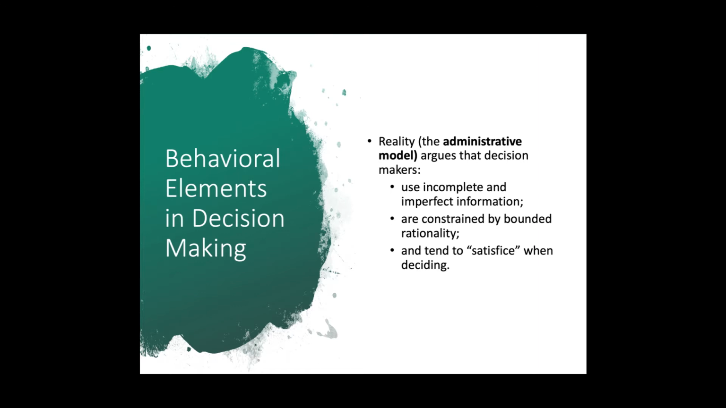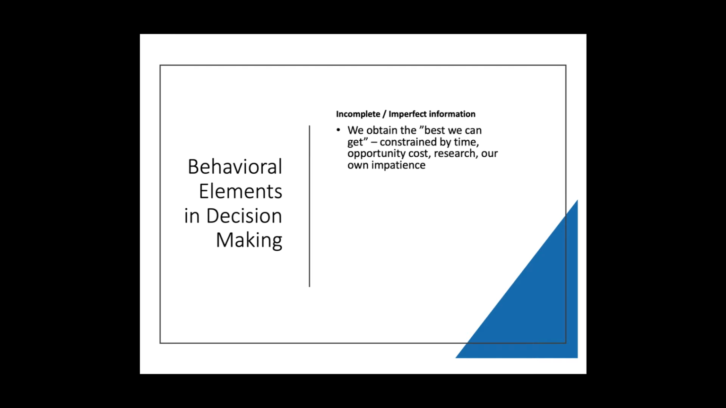What does it mean to be constrained by bounded rationality? What does it mean to satisfice when we are deciding? So let's talk about those things. Well, first of all, we typically are dealing with incomplete, imperfect information. We get the best we can get based upon our time constraints, the opportunity cost to get better information, our own level of research, and quite frankly, just our own simple impatience, how long it takes us to get good information. So many times we settle. We settle for the best we can get because we can't afford, or we're not willing to wait to get better information.